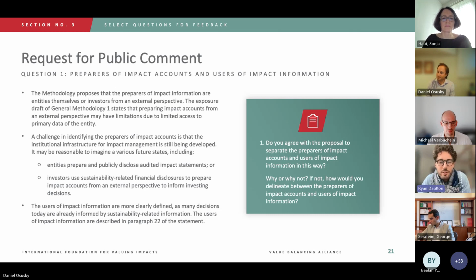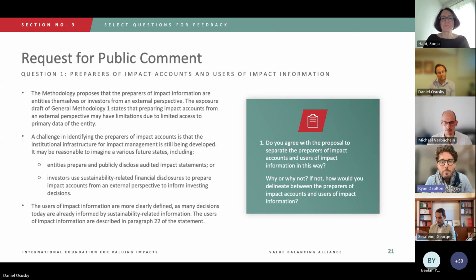The reason we raised this question, made this distinction, is because a challenge in identifying the preparers of impact accounts is that the institutional infrastructure for impact management and impact accounting is still under development, the work that we're doing. So it's not clear exactly what the future state will look like for impact accounting. We could envision, for instance, 2 different scenarios, one in which entities prepare and publicly disclose audited impact statements every year, or a world in which corporate entities disclose sustainability-related disclosures, primarily metrics, and then investors prepare the impact accounts externally to inform their own decision-making.